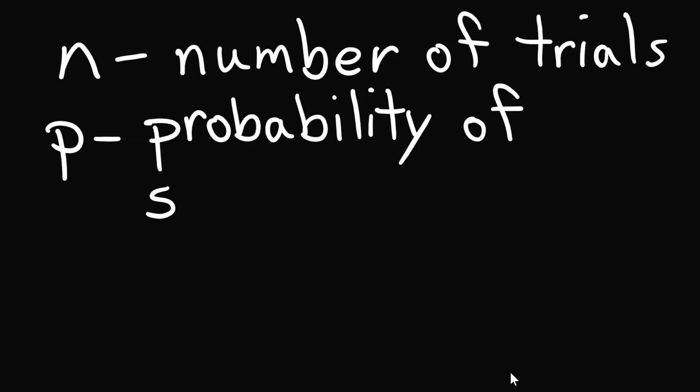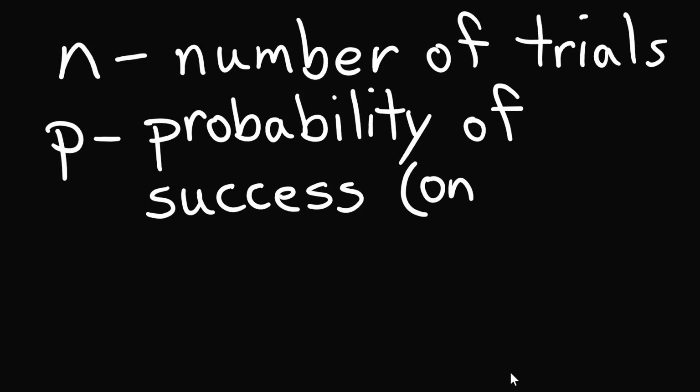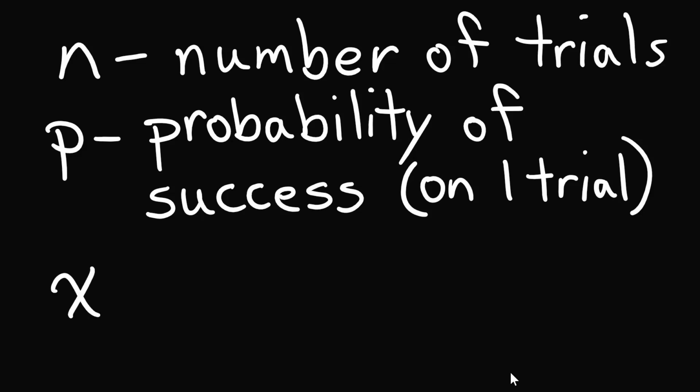And remember, when we're talking about a success, we're just talking about the event that we're counting, not necessarily that it's good or bad. Okay, and specifically, we're only looking at if we do our experiment one time, what's the probability of success. And then the third number we need to come up with a probability is x, the number of successes that we're looking for.